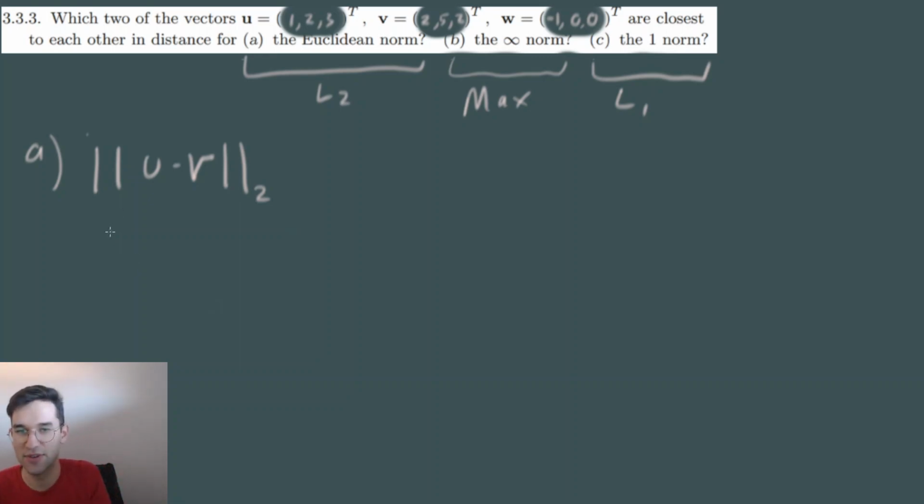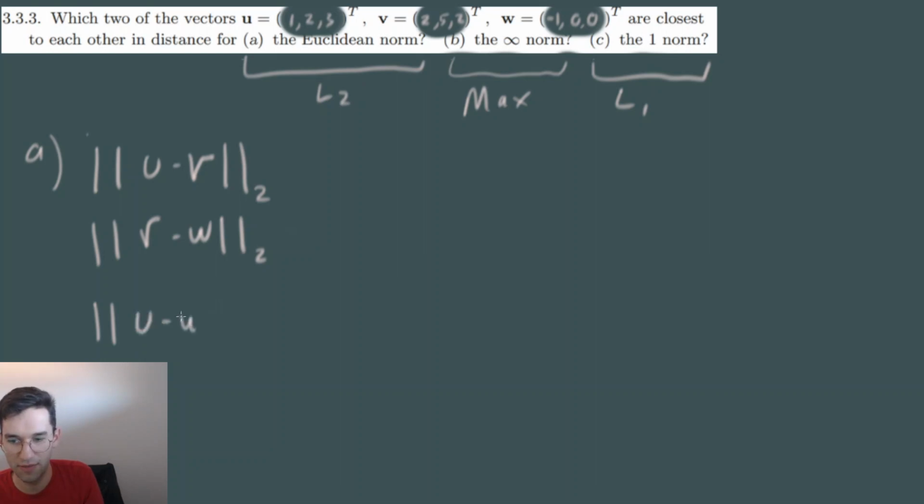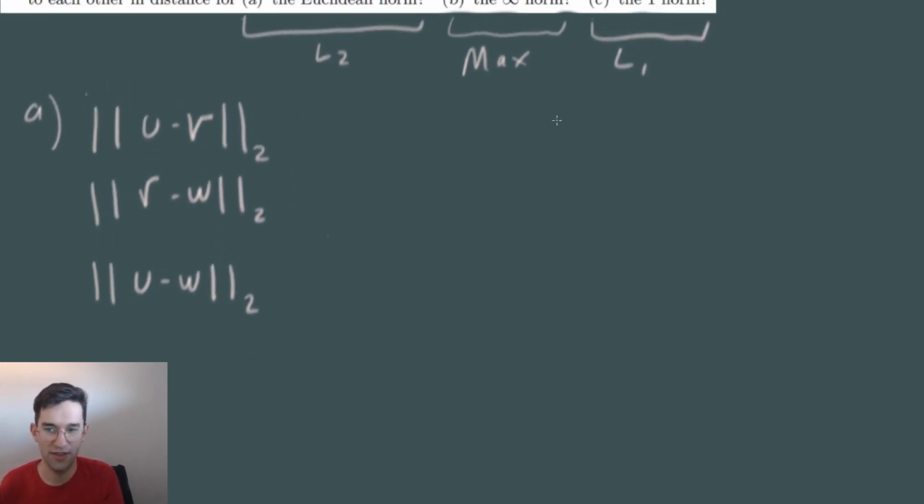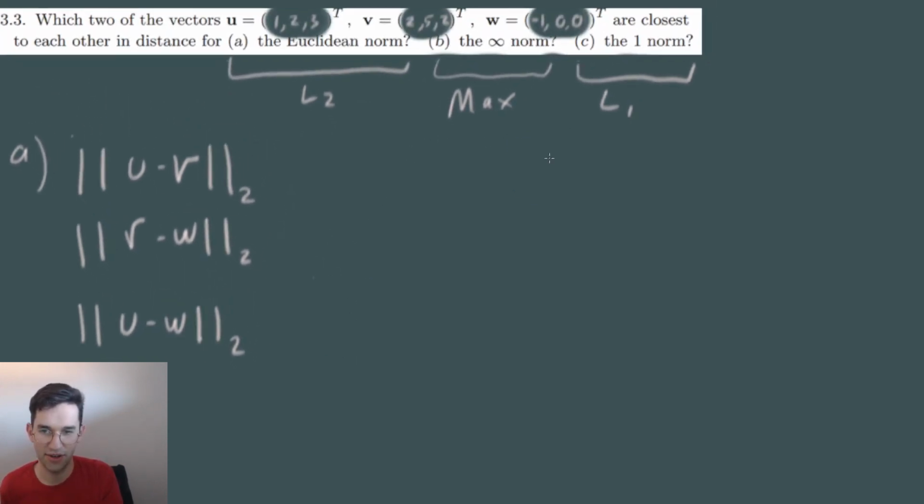Okay, now my camera's focused. I had to move. Next, let's do the L2 norm of v minus w. Then we have to do the L2 norm of u minus w. Alright, so let's first figure out what each of these subtracted by each other are.